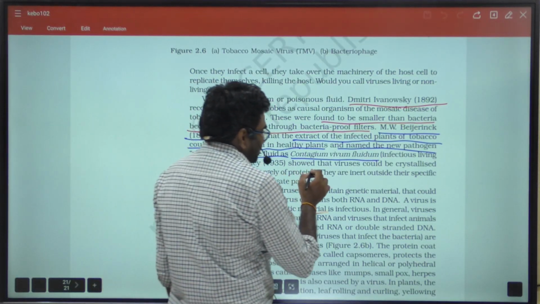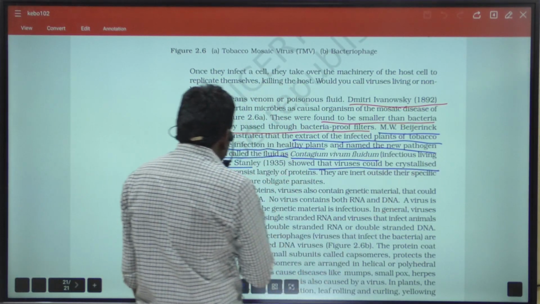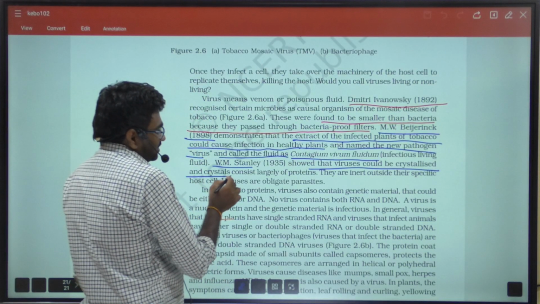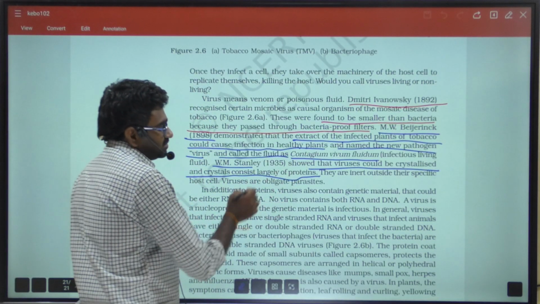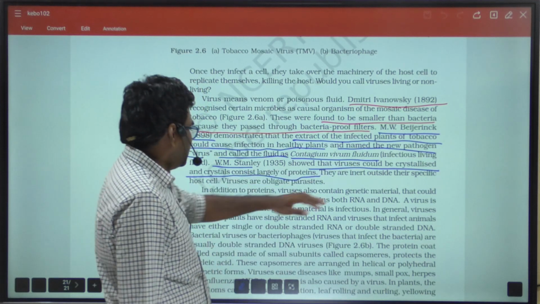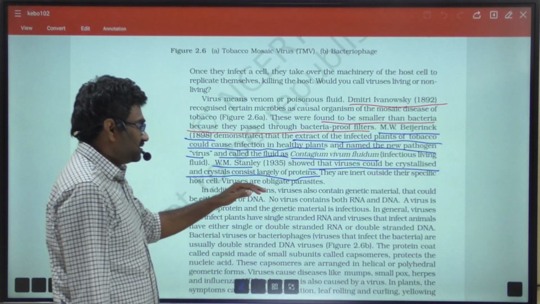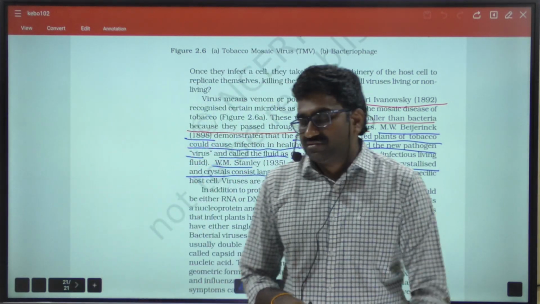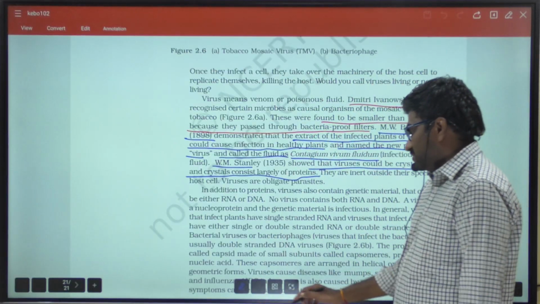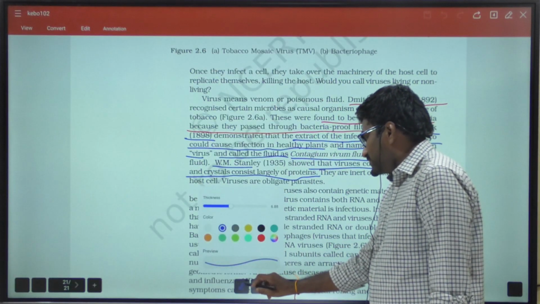Stanley showed that virus could be crystallized, and the crystals consist largely of proteins. They are inert outside their specific host cells. So viruses are obligate parasites. Very important.